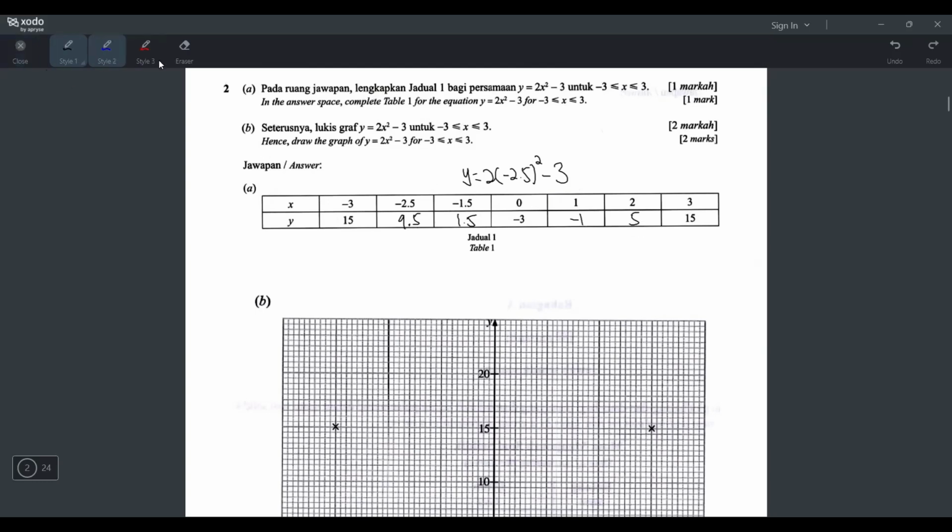Okay, this one there's nothing for me to teach you lah. This one just tekan calculator saja. So I'm sure you know how to do. Just tekan saja. Okay, now let's continue with B. Hence, draw the graph of y equals 2x squared minus 3 for x in between -3 and 3.